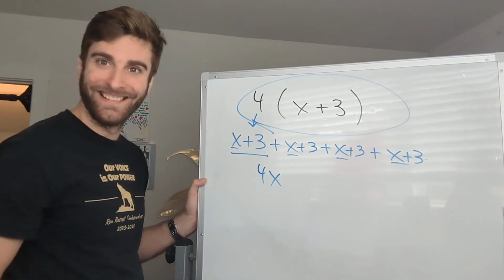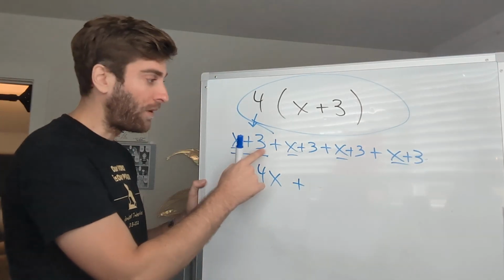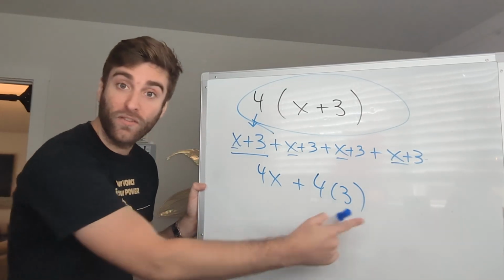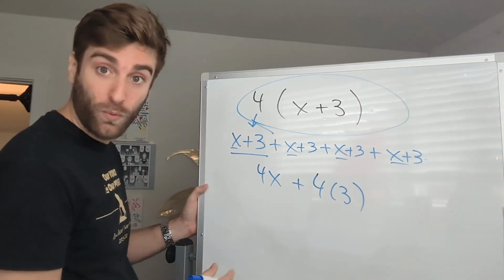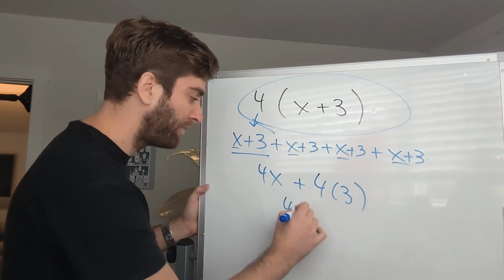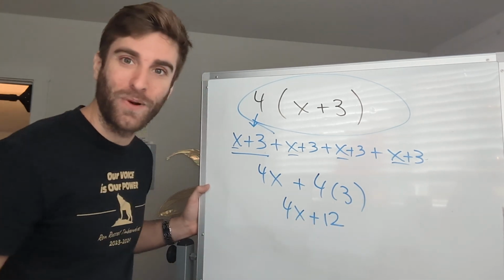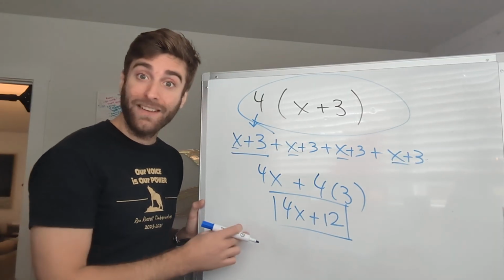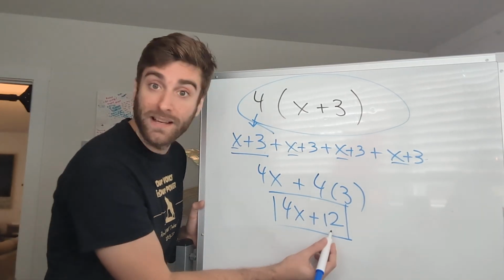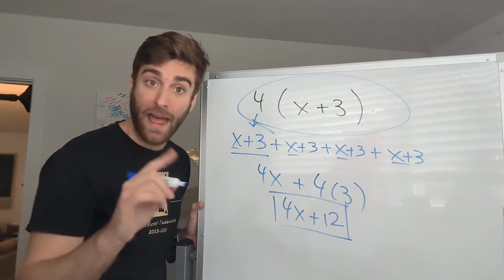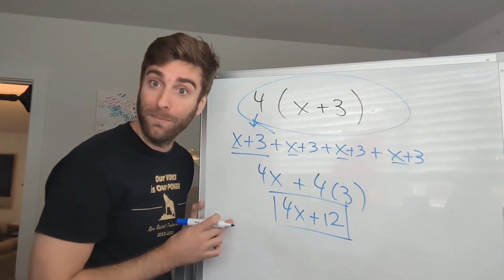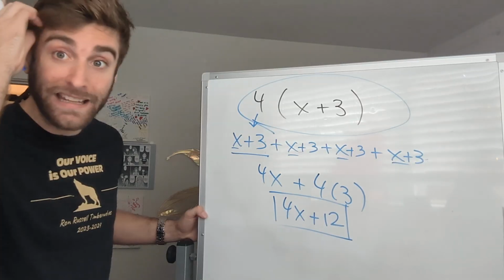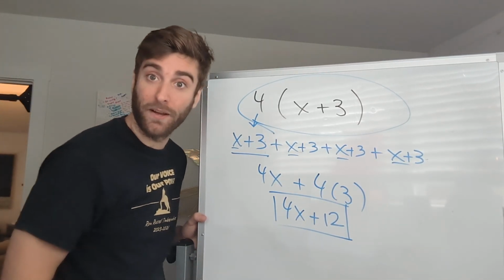4x. Plus, how many 3's? I've got 1, 2, 3, 4. I've got 4 3's. What is 4 times 3? That's our last step, and that's 12. So what I end up with is 4x plus 12. And there is our simplified answer. Remember, we can't go any further than this because my second term, this 12, doesn't have an x. If it had an x, we could add them up, but it doesn't, so we cannot. They are not like terms. They are unalike. They don't like each other. They got to keep the peace with that plus sign, okay?